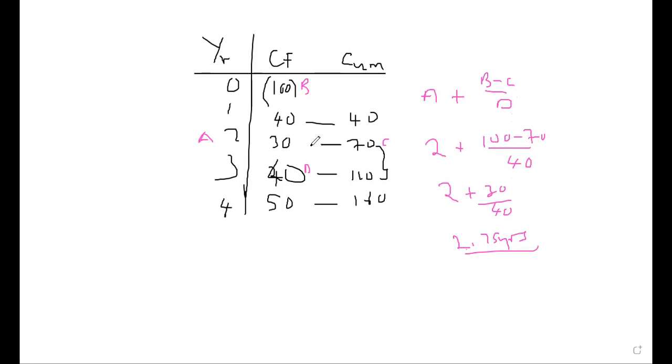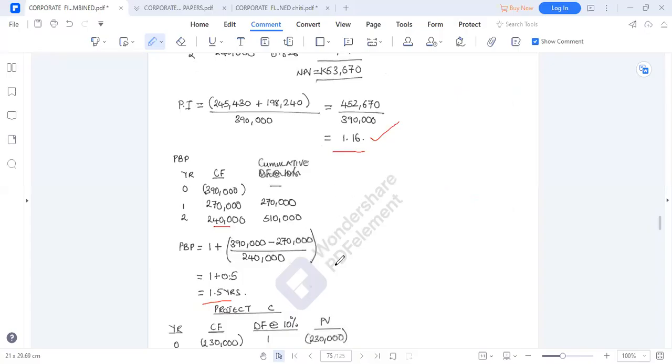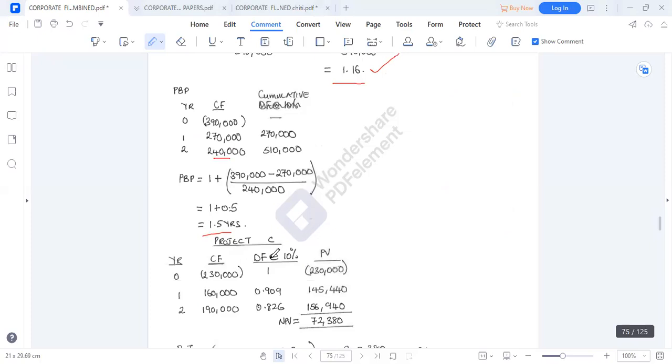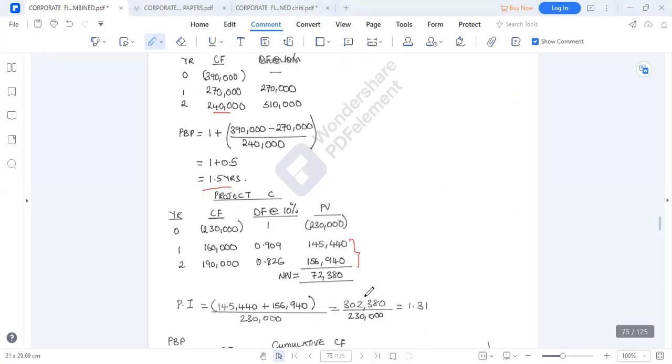All right. So here is where we are. Then we go to project C, the same, the discount factors. We calculate our NPV, 72,000. Then we add these ones up, we're getting 302. We divide 302 over 230. We're going to get 1.31.